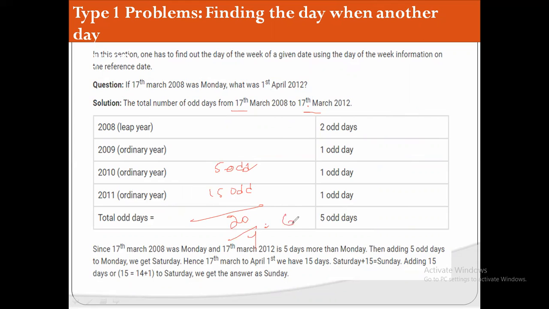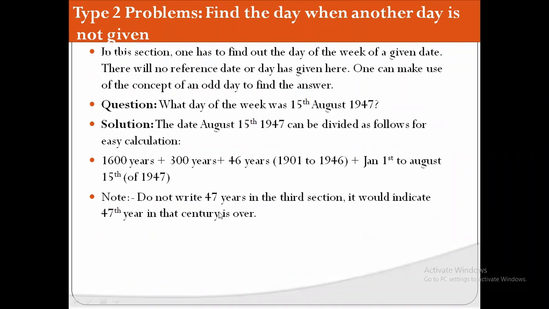We have the remainder as 6, and because they have given 2008 was Monday, from Monday we'll move either 6 days forward or 1 day back. So the same answer we will get. So this is the way to solve that kind of problems.